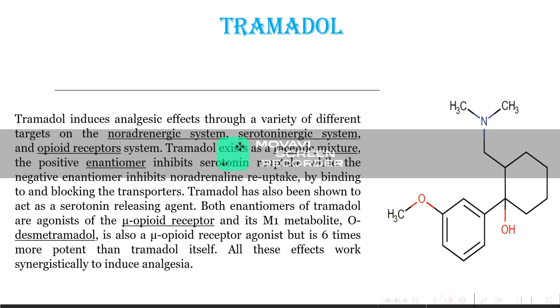Both enantiomers of tramadol are agonists of the mu opioid receptor, and so is its M1 metabolite, O-desmethyltramadol, which is 6 times more potent than tramadol itself. All of these effects work together to induce analgesia. Thank you so much for listening.